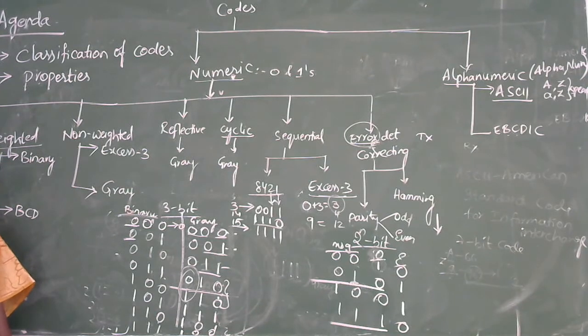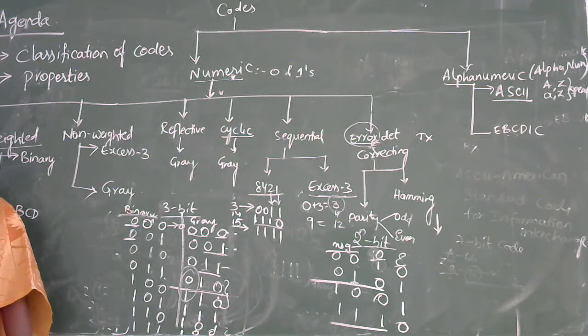Coming to the next one, which is cyclic code. If we compare any two consecutive numbers of a gray code, there is a change in a single bit position. Such codes are examples of a cyclic code or a unit distance code. Coming to the next classification, sequential: if we take two consecutive numbers, the first number will be less than the second number, as it forms an increasing order path. It is called a sequential code. The examples for sequential codes are 8421 code and XS3 code.